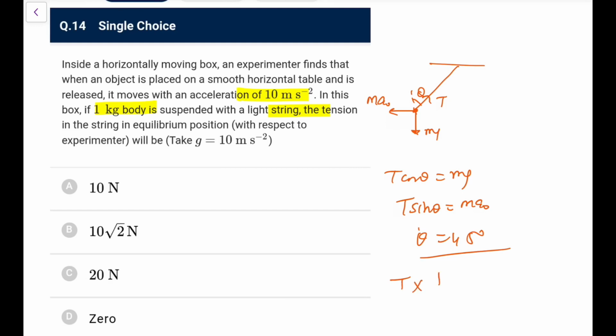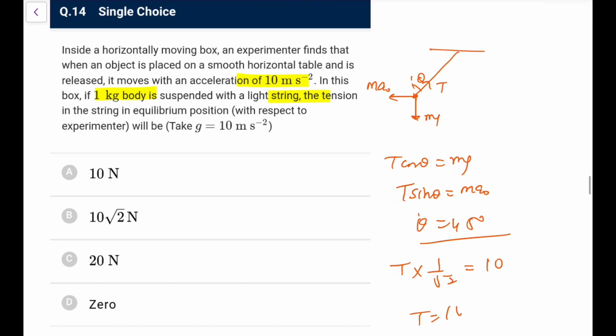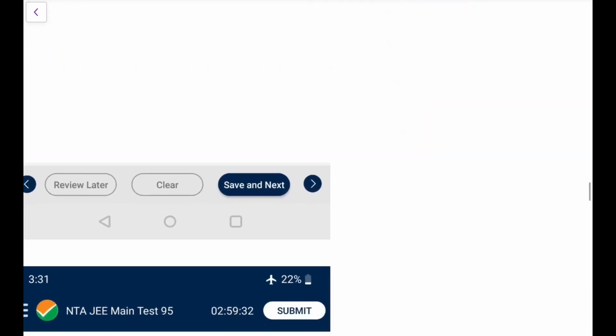So I can directly say T into 1 by root 2 is mg, that is 10. So T would be equal to 10 root 2 Newton for sure. Or directly you can say it would be under root (ma naught) square plus (mg) whole square. So that also gives you 10 root 2. You can go for it.